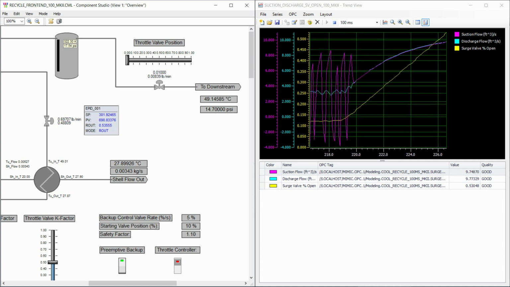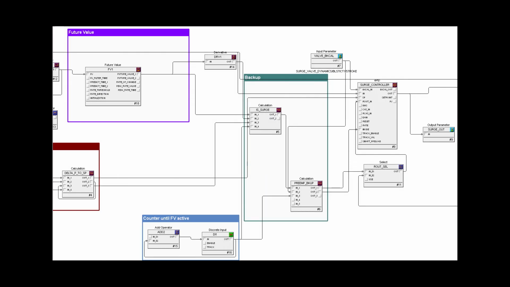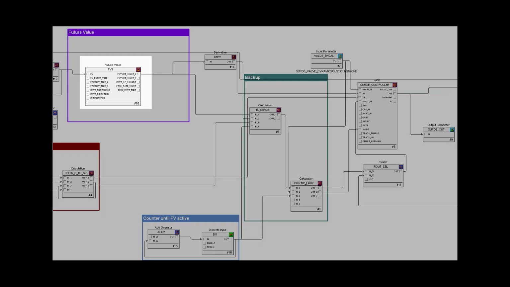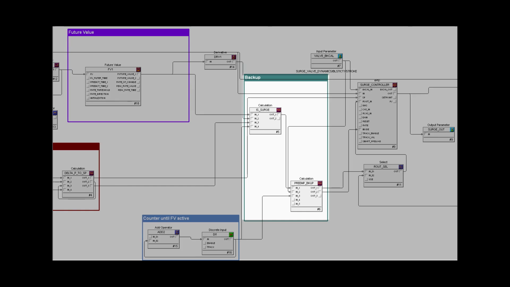Our control strategy consists of two major components, preemptive backup and closed-loop control based upon a future value. We begin by computing an approximate compressor suction flow value 2 seconds into the future using Mimic's future value block. The surge set point is computed from the pressure rise on a compressor map as a curve for minimum suction flow offset to the right of the actual surge curve.